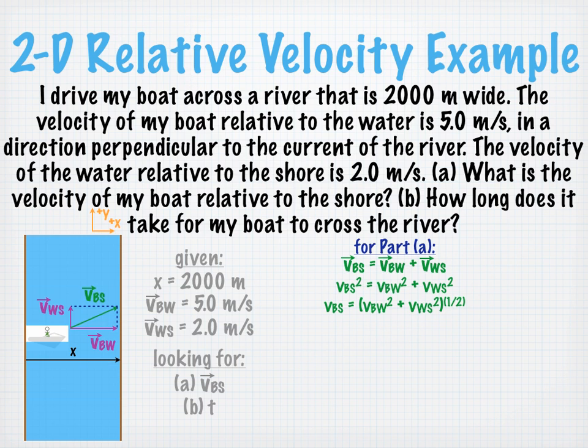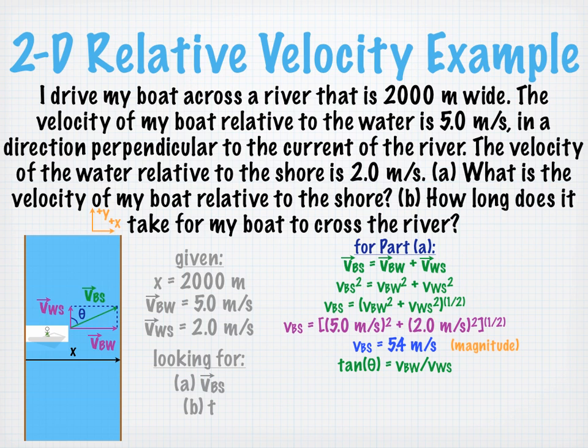Next, we can plug in our known values of VBW and VWS. Then we use our calculator to solve, getting a value of 5.4 meters per second. This is the magnitude of our velocity vector. Now we need to find a direction. To do this, we look at the angle that our velocity vector is pointing. It's pointing at an angle theta east of north. To find theta, we use this trigonometric equation utilizing the magnitudes of our other two vectors. Then we solve this equation for theta.